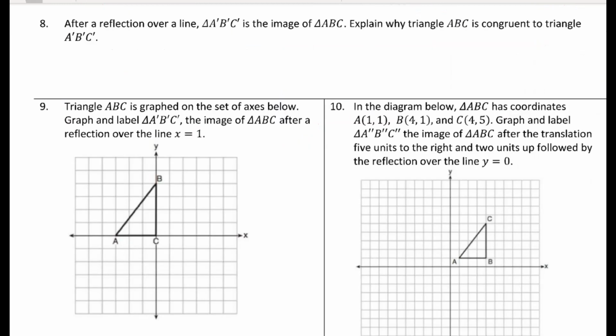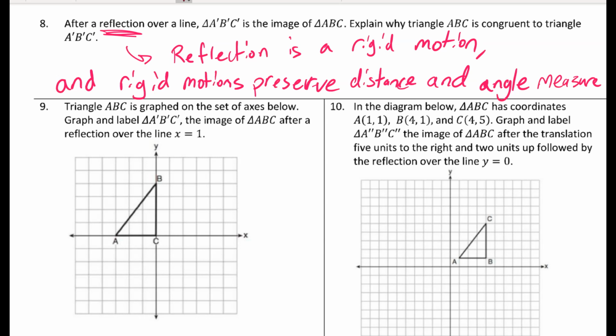Number 8. After a reflection over a line, triangle A prime B prime C prime is the image of triangle ABC. Explain why triangle ABC is congruent to triangle A prime B prime C prime. Well, you know a reflection is a rigid motion. So the first thing you could say is that a reflection is a rigid motion, and rigid motions preserve distance and angle measures. That's a phrase that's going to be helpful anytime you're talking about rigid motions and congruency. So the side lengths stay the same and the angles stay the same as well.